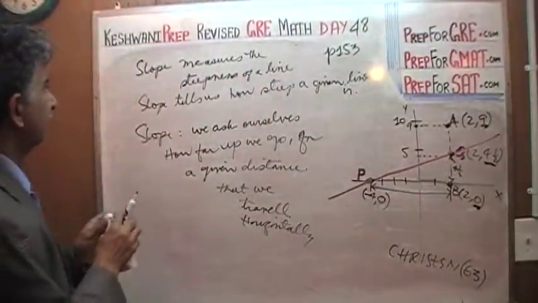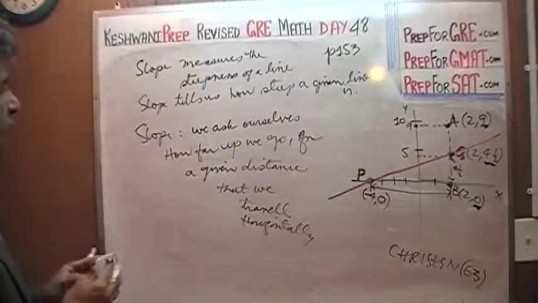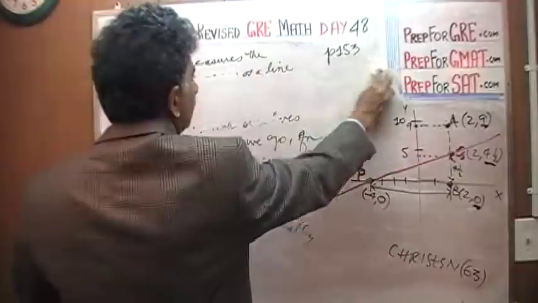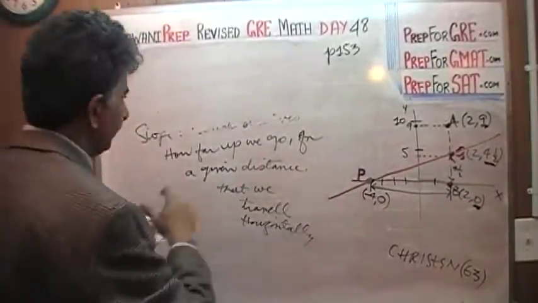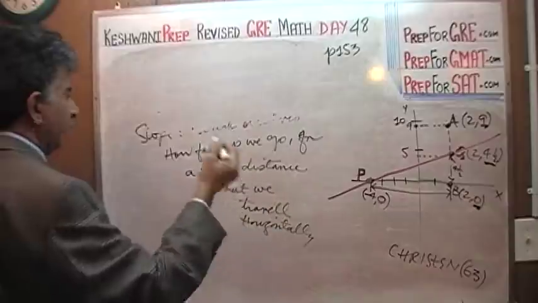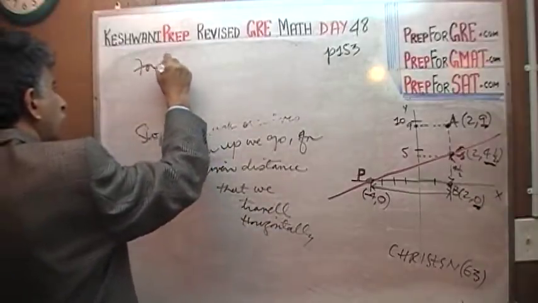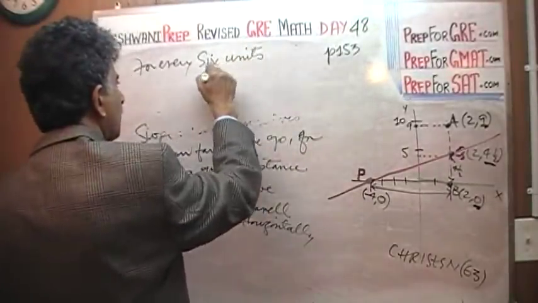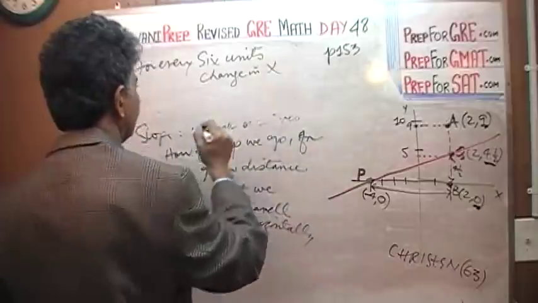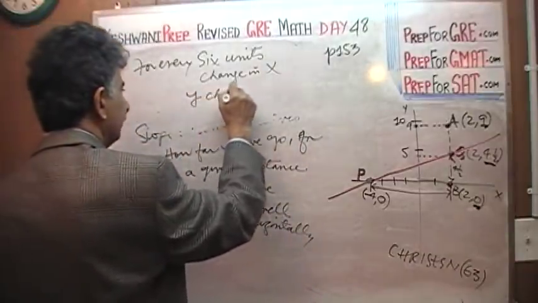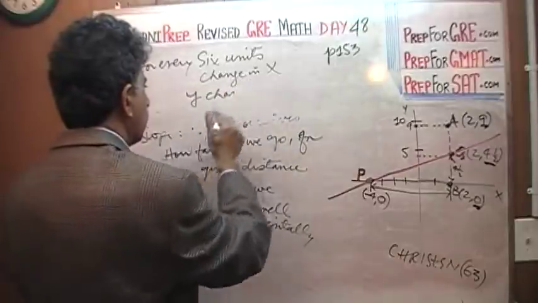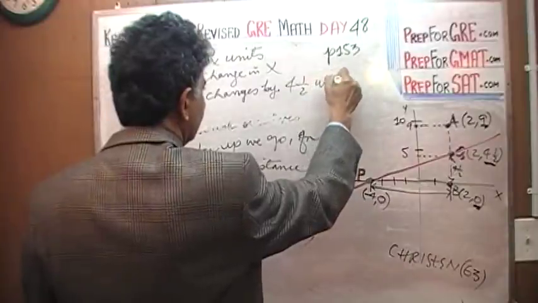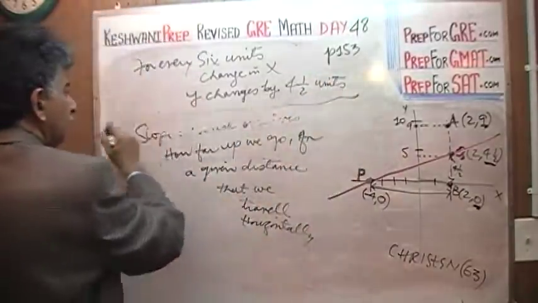What this tells us is that the slope of this line can be expressed as, for every 6 units change in x, y changes by 4.5 units. And there you go, that's your slope.